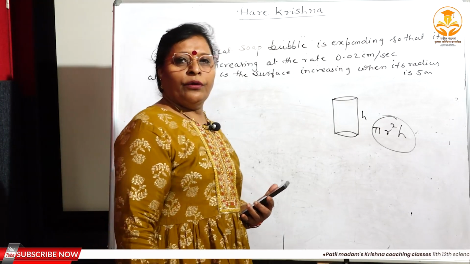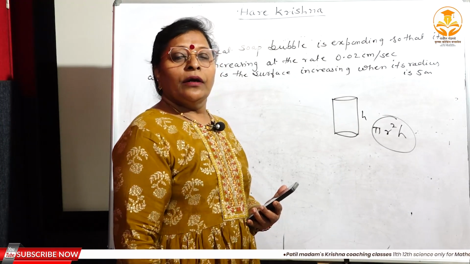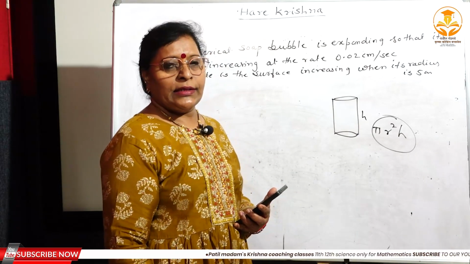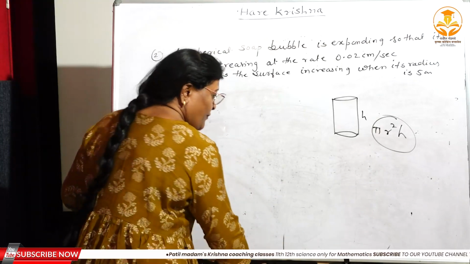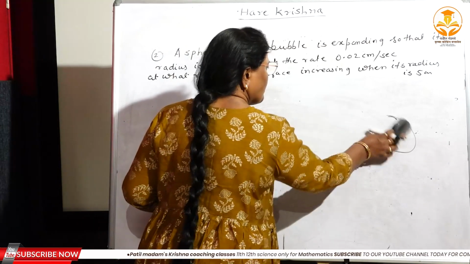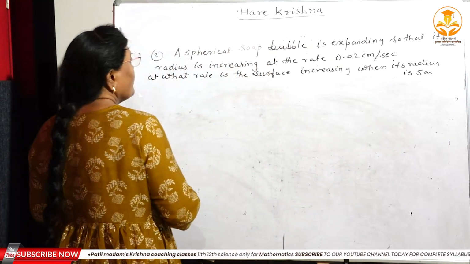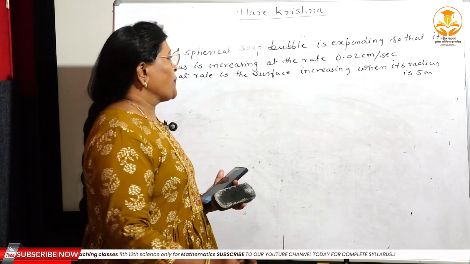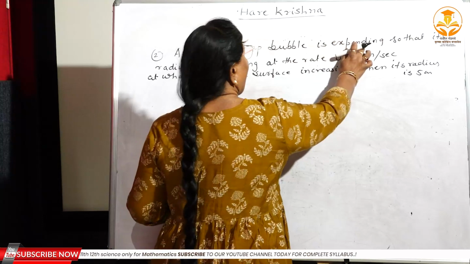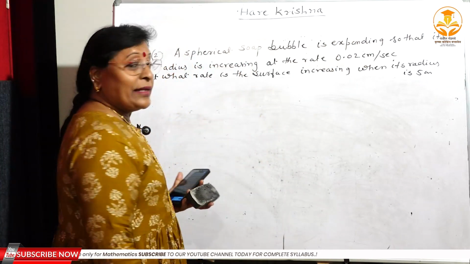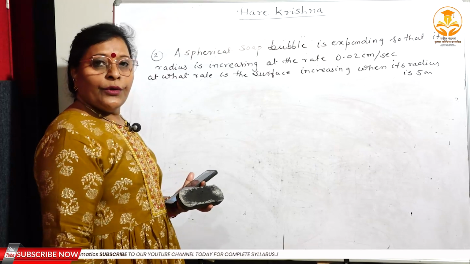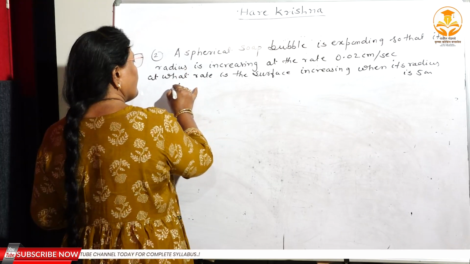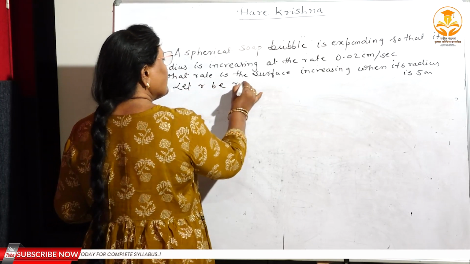So, whenever you have to find the volume of any three dimensional figure, the general formula is the area of a base into height, isn't it? Now see, the physical quantity that you have studied in mensuration in 10th standard. Now, spherical soap bubble means you have to consider a sphere. A spherical soap bubble is expanding so that its radius is increasing at the rate 0.02 centimeter per second. Means they have given the rate of the radius. Let r be the radius of a sphere.